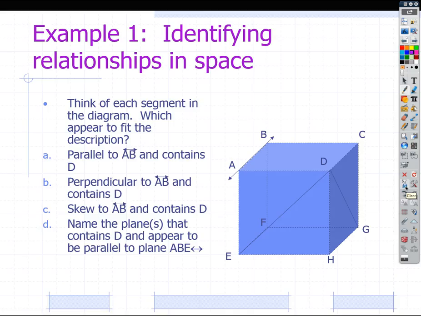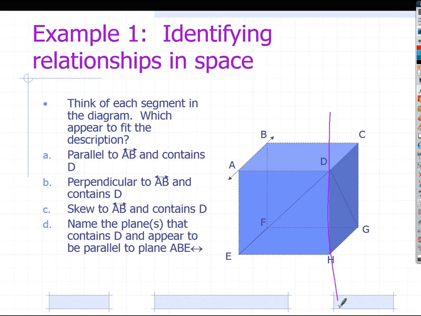I want a line that is skew to line AB and contains point D. Elimination, can you name one that's skew to AB containing point D? Line DH works, doesn't it? Right? DH works because we can see that DH does not intersect AB, but it's not parallel, so therefore it's gotta be skew.